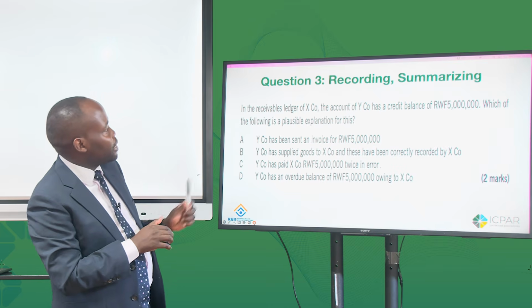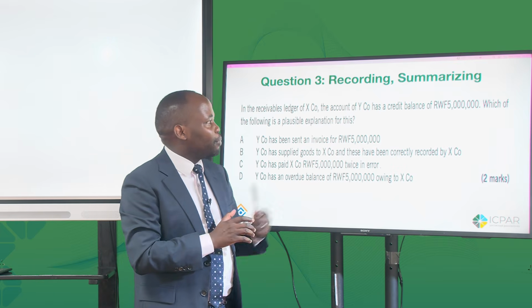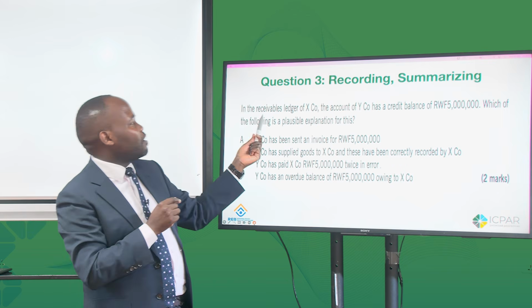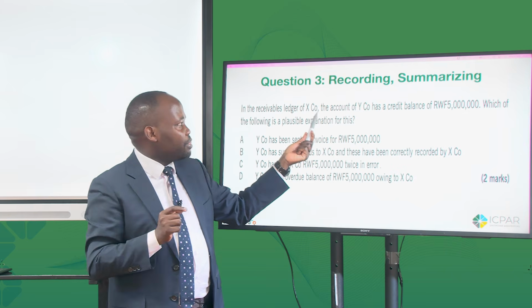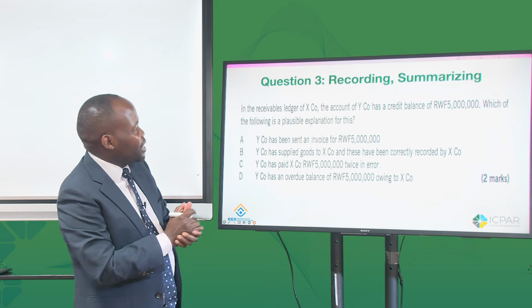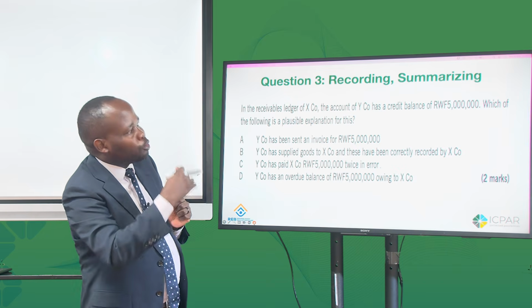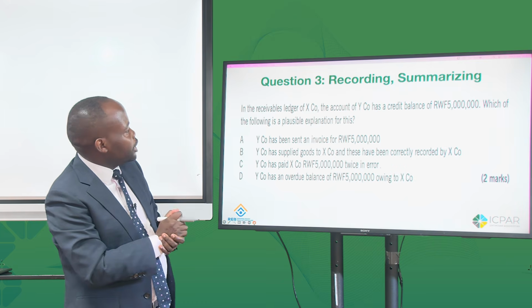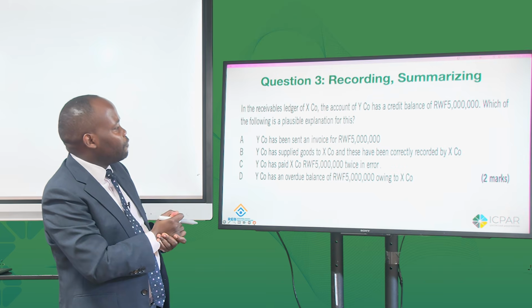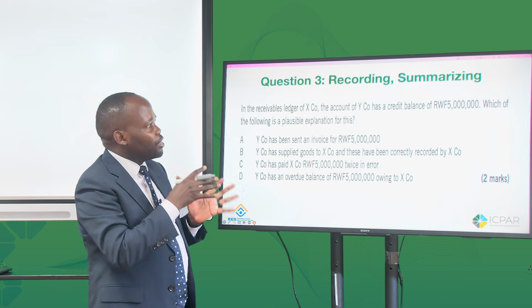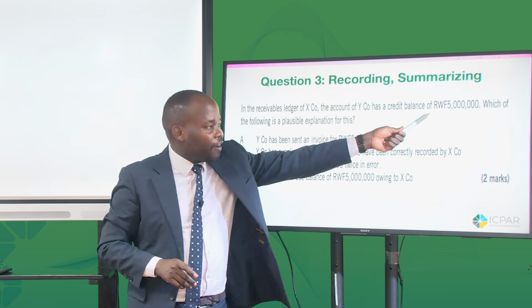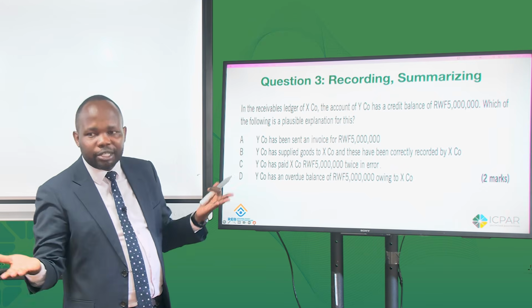The third question. In the receivables ledger of X company, the account of Y company has a credit balance of 5 million. So in a receivables ledger, there is a credit balance of 5 million. Which of the following is a possible explanation for this? So which explains that? Ideally, it should be a debit entry.